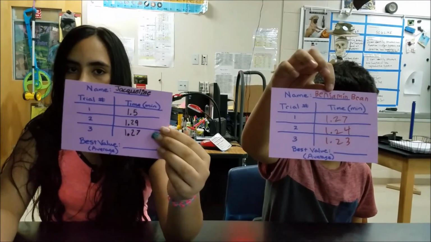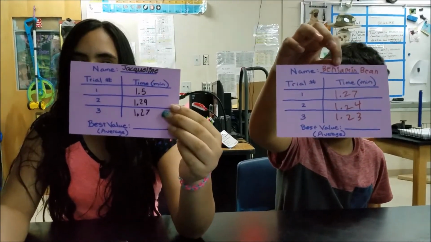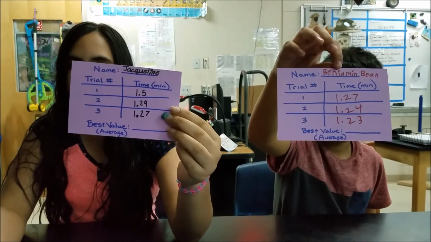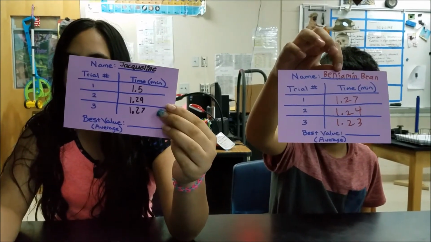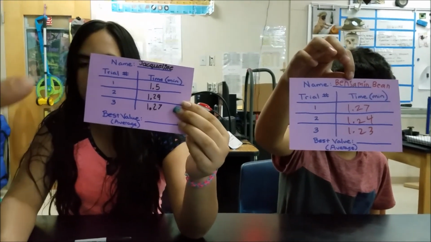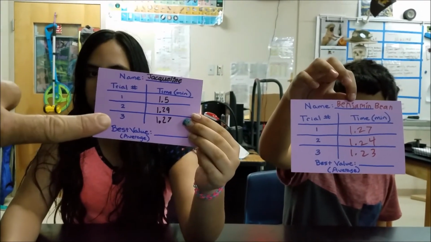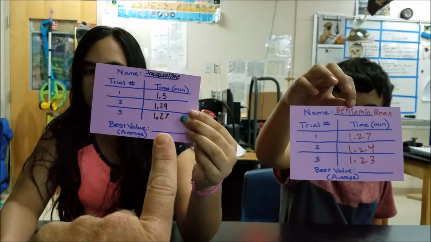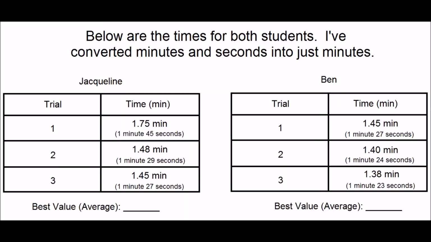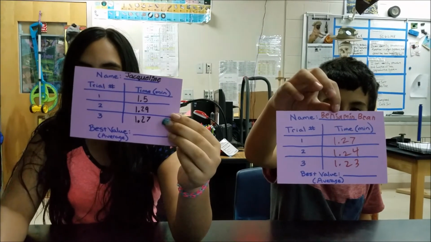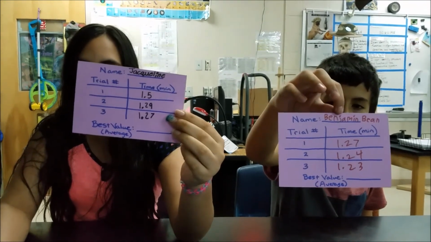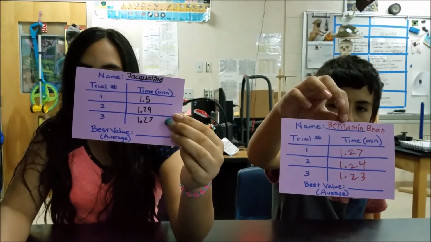You need to be the ones, the 8th graders watching this, you need to be the ones to find the best value. Remember, you add up all the numbers and you divide by the number of trials. So in this case, you're going to add all 3 of Jacqueline's numbers together, divide by 3 because there's 3 trials, and that's your best value. For Ben, you're going to add all of Ben's numbers together. You're going to divide by 3, and that's your best value. All right?